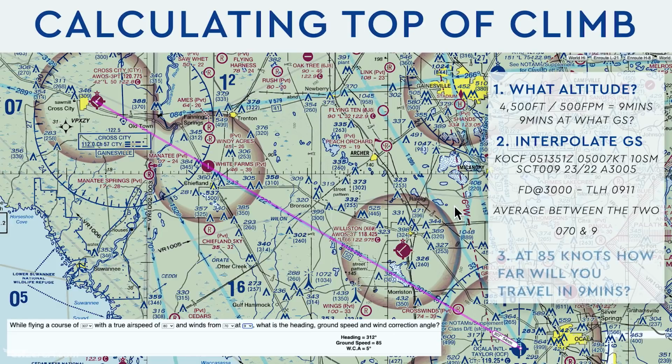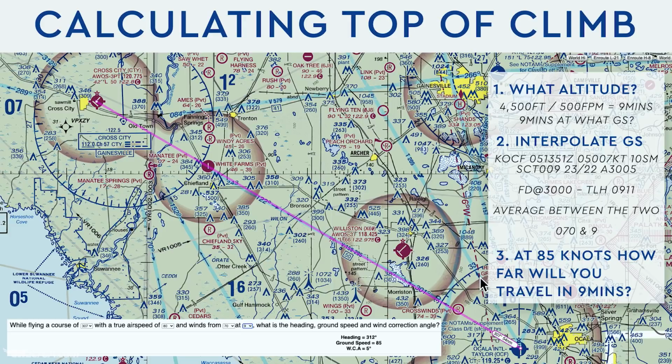So now I ask the question, at 85 knots, how far will I travel in 9 minutes? So I come to my E6B and I just reverse engineer it. I'm traveling 85 knots, I know now, for 9 minutes. How far will I go? How many miles? Okay, I'm just making this up now. Let's just say I'll go 10 miles. I then measure from Ocala 10 miles out and go, oh, okay, that's gonna put me over this Crosswinds private airport here. That then becomes my top of climb.